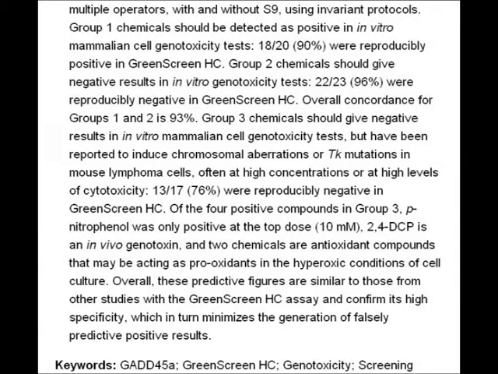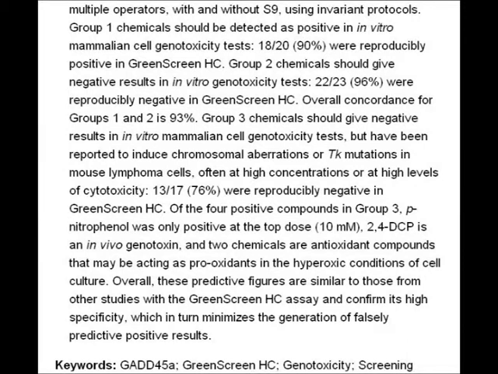Group 3 was a slightly different test. It says group 3 chemicals should give negative results in vitro mammalian cell genotoxicity tests, but have been reported to induce chromosomal aberrations or TK mutations in mouse lymphoma cells, often at high concentrations or at high levels of cytotoxicity. So again, really this is just another group 2 test, i.e. the chemicals should give negative results.